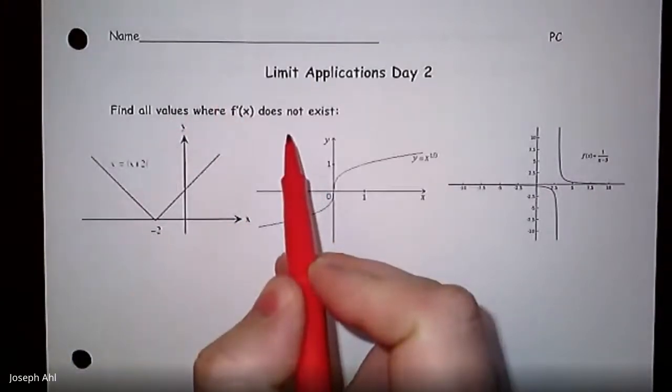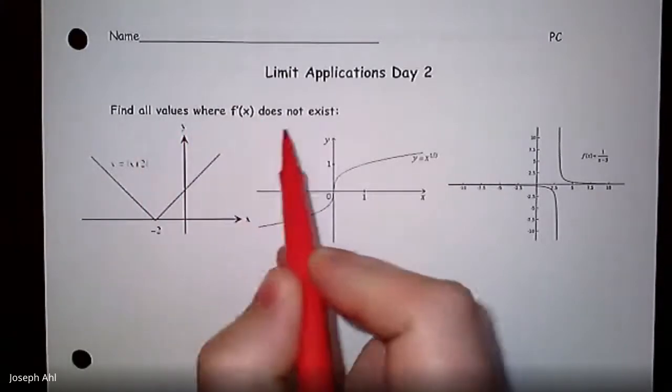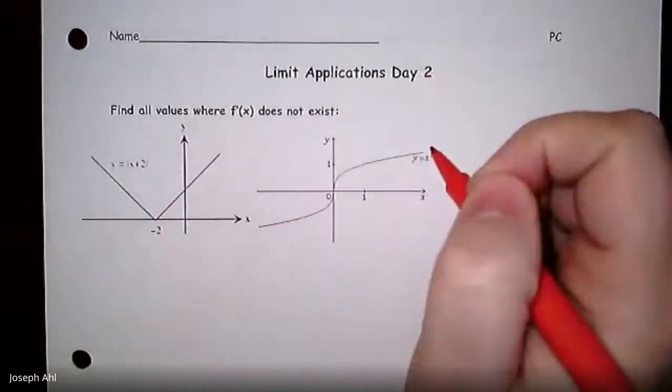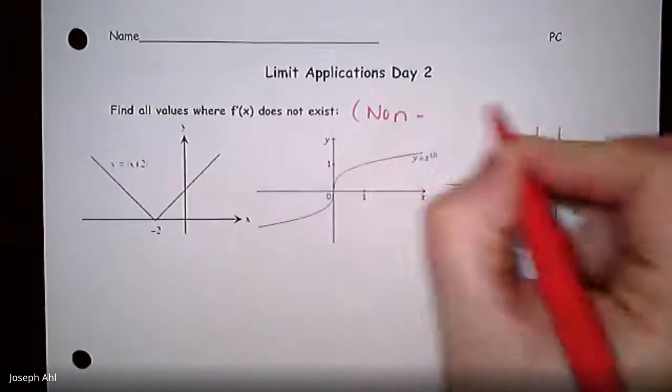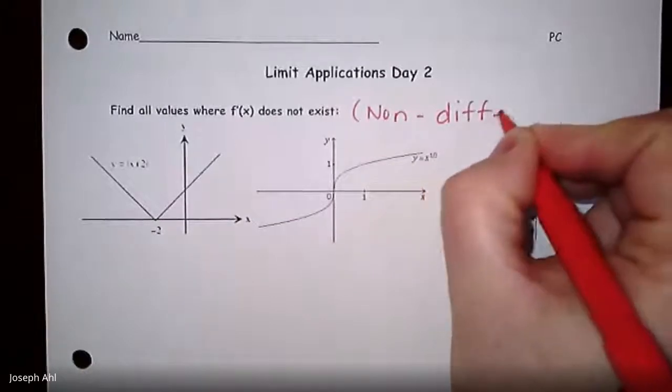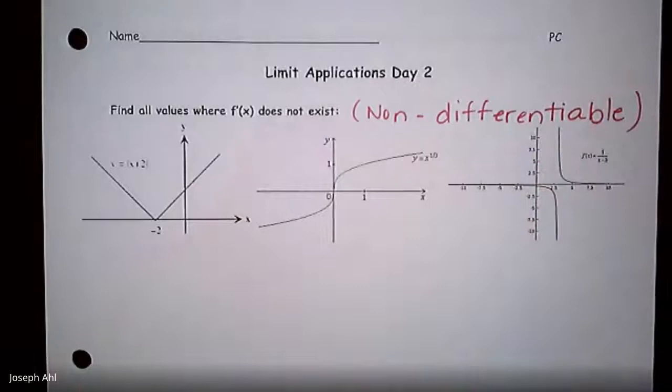So for this first part, I just want to address really quickly finding certain values where f prime of x would not exist. And the fancy word for not having a derivative is you would say that f of x is non-differentiable at those values. Non-differentiable implying that the derivative doesn't exist. Can't find a slope of a tangent line. So I think it will start to become pretty obvious in these examples here.